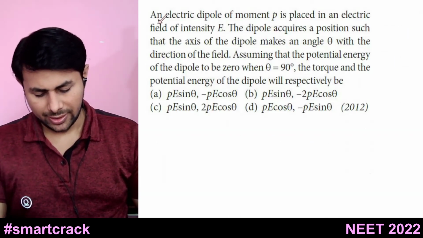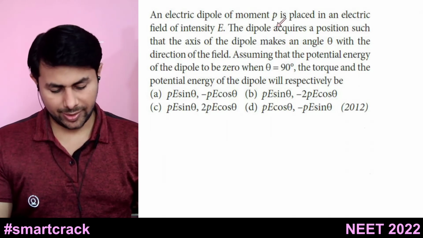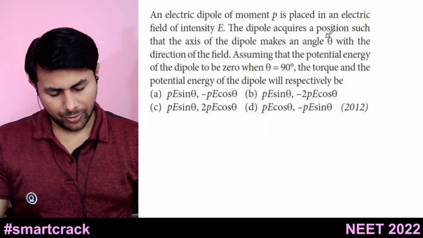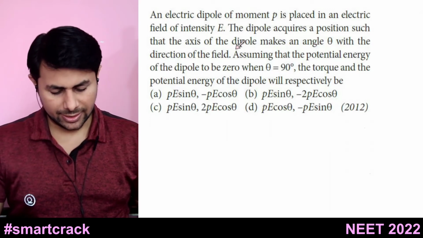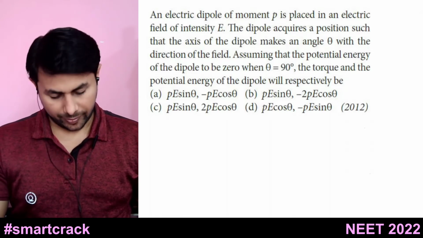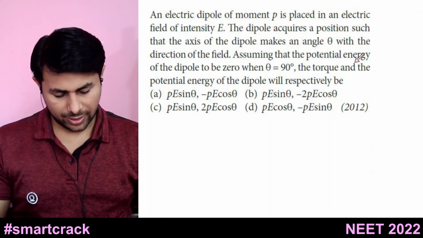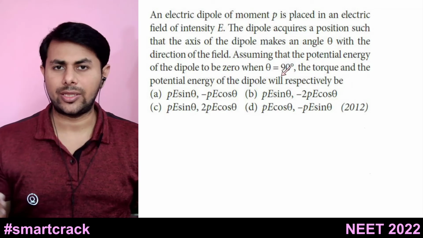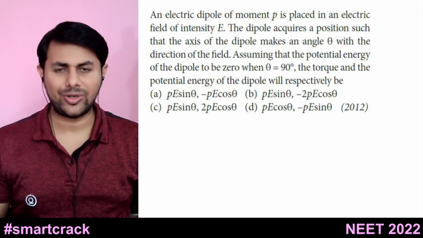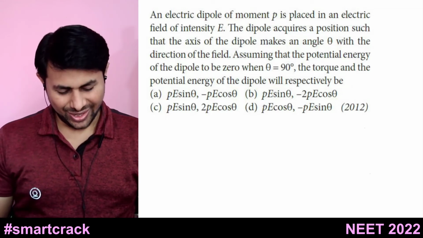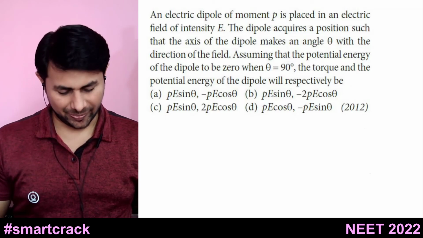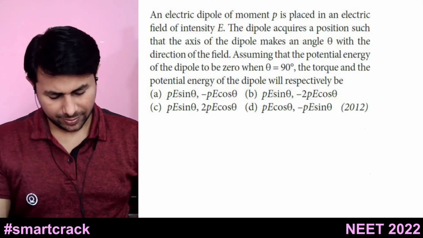Next question is, an electric dipole moment P is placed in an electric field of intensity E. The dipole acquires a position such that the axis of the dipole makes an angle theta with the direction of the field. Assuming that the potential energy of the dipole to be 0 when theta is 90 degrees, the torque and the potential energy of the dipole will respectively be. So if you know the formulae, this is also a direct question. Okay, so this is very, very simple.